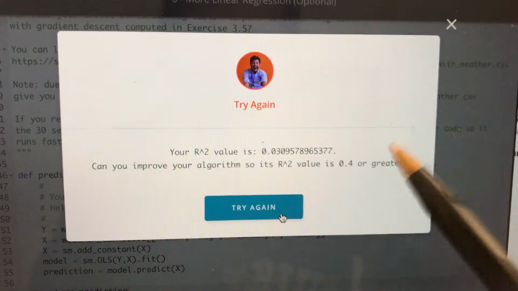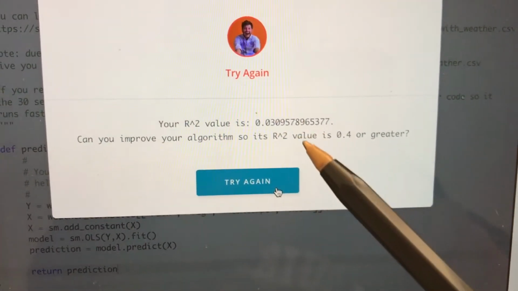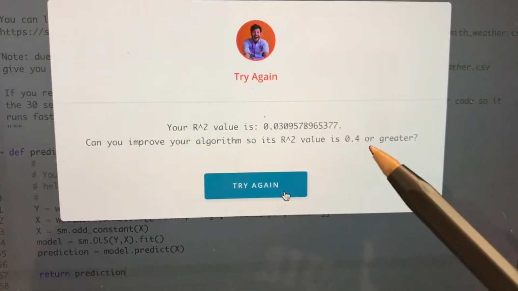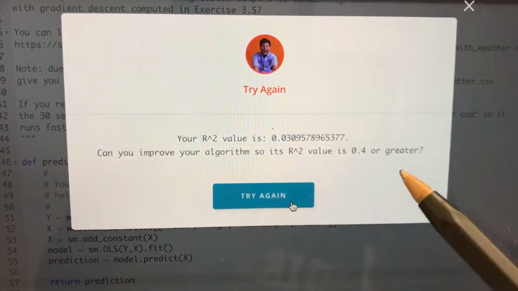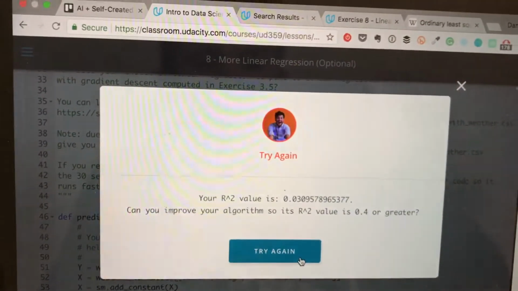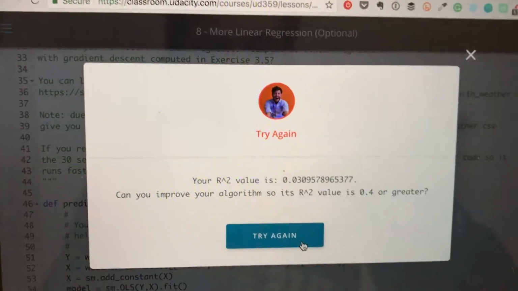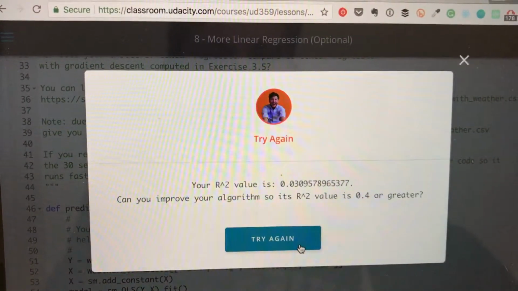I found my mistake. I didn't read this line: R-squared value is 0.4 or greater. I got confused. I thought a lower R-squared value was better than a bigger value. But no, you want an R-squared value as close to 1 as possible. Let's do this. I fixed it.